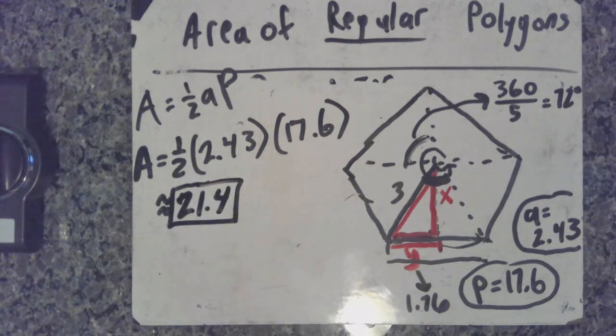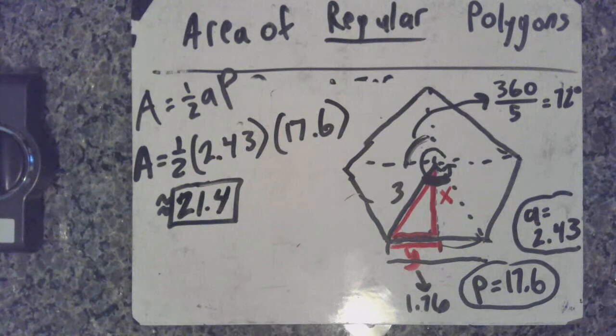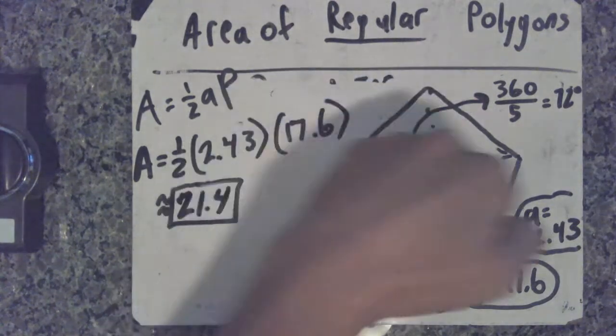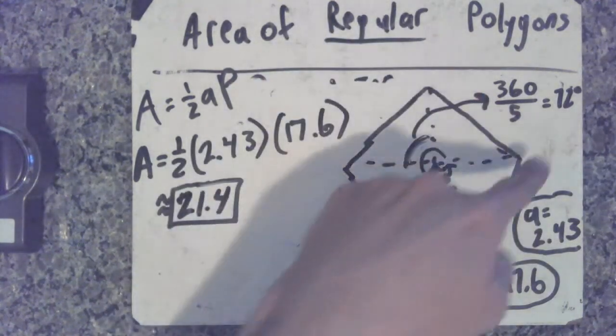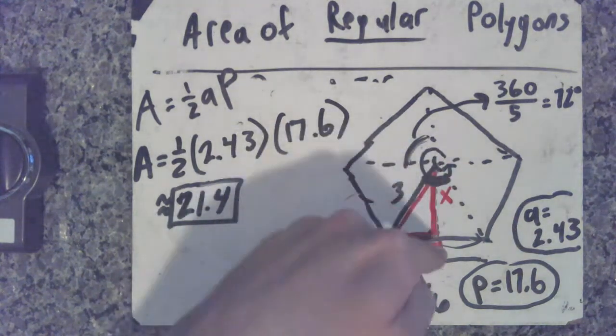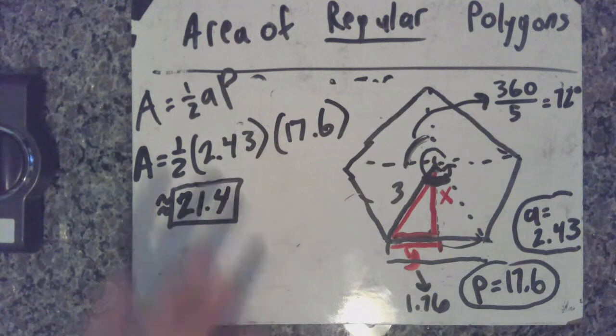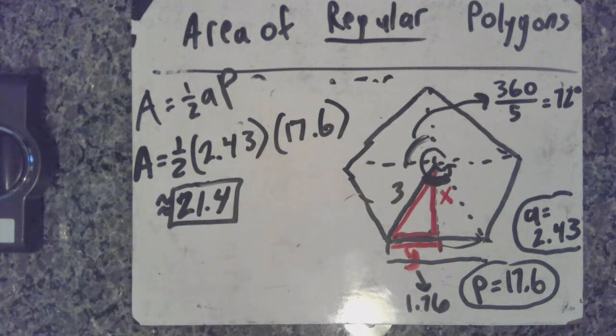So yes, it's complicated, but if you were good at trigonometry, if you're good at understanding what's going on here with that angle in the middle, and understanding how important that triangle is, you should be okay. Now those are hard, but we can manage it. So that's area of regular polygons using the apothem formula.